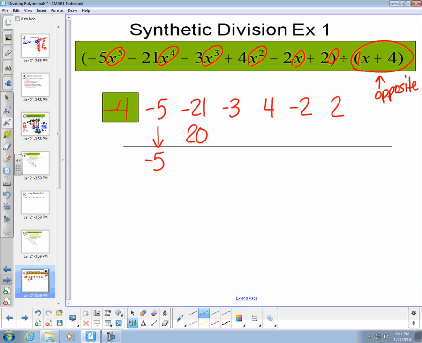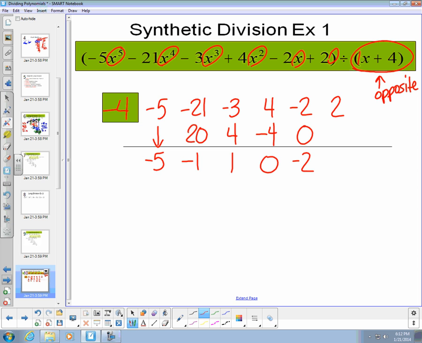Negative 21 plus 20 is negative 1. Multiply times negative 4, which is positive 4. Then we're going to add. Negative 3 plus 4 is 1. Negative 4 times 1 is negative 4. And then we're going to add: 4 plus negative 4 is 0. 0 times negative 4 is 0. Negative 2 plus 0 is negative 2.